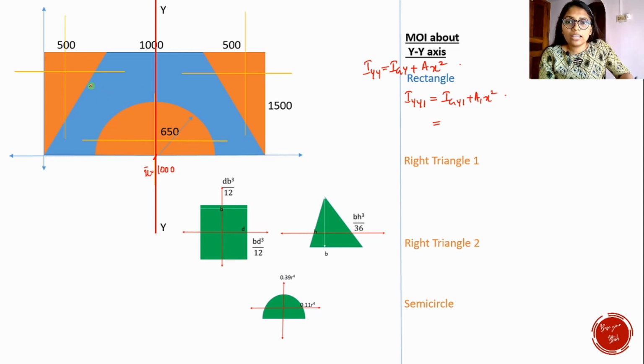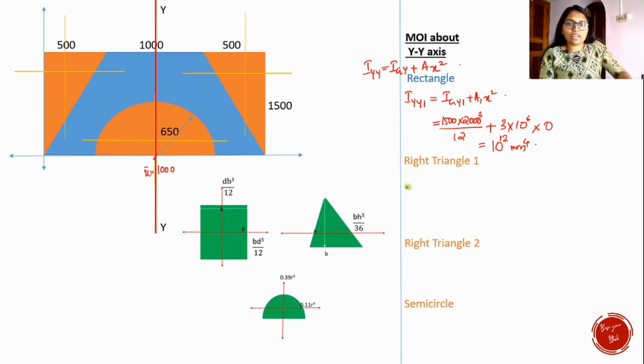So for this rectangle, the dimension parallel to the y-axis is 1500, isn't it? So 1500 into 2000 whole cube divided by 12 plus area, which is 3 into 10 raised to 6, into what is x? Actually x is the distance of separation between the yellow line and the red line, but the yellow line for the rectangle overlaps with the red line, so the distance is simply 0. Our moment of inertia value is 10 raised to 12 millimeter raised to 4.